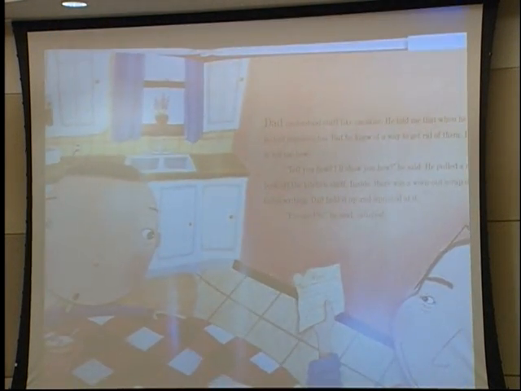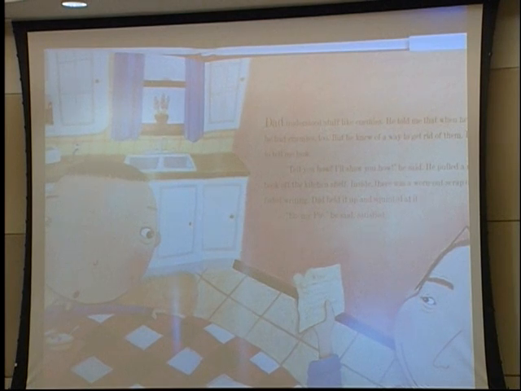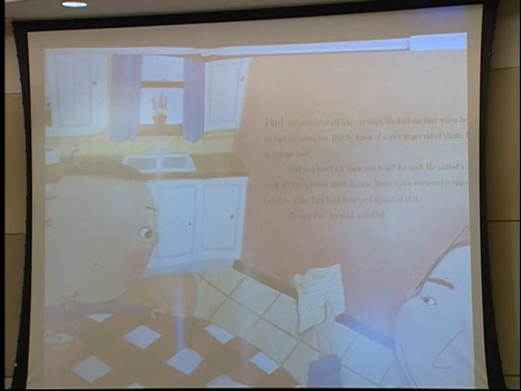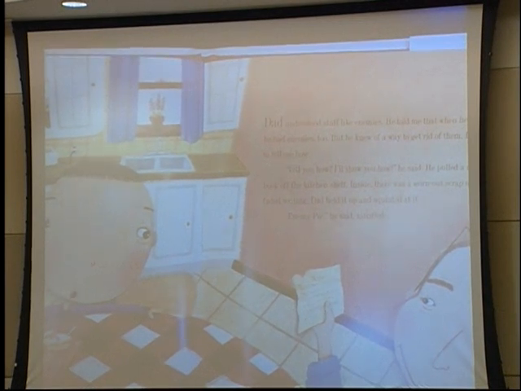Dad understood stuff like enemies. He told me that when he was my age, he had enemies too. But he knew of a way to get rid of them. I asked him to tell me how. Tell you how? I'll show you how, he said. He pulled a really old recipe book off the kitchen shelf, and inside there was a worn-out scrap of paper with faded writing. Dad held it up and squinted at it. Enemy pie, he said, satisfied.